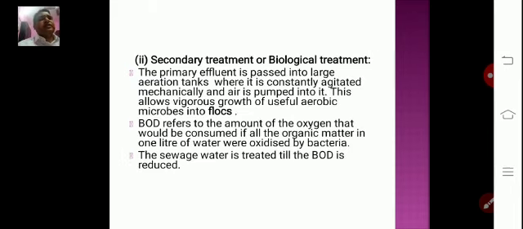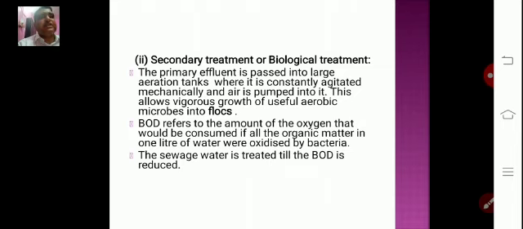In secondary treatment, the primary effluent is passed into a large aeration tank where air is pumped into it. Due to this, there is rapid growth of useful aerobic microbes, which grow into flocs, that is masses. What are flocs? They are masses of bacteria with fungal filaments forming a mesh-like structure. These microbes consume a major part of the organic matter.